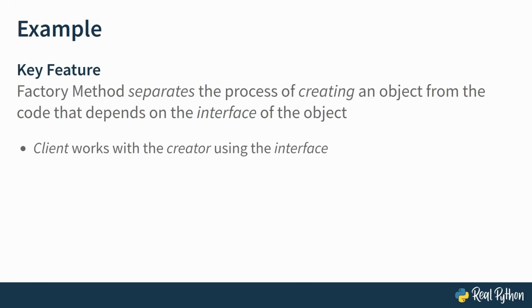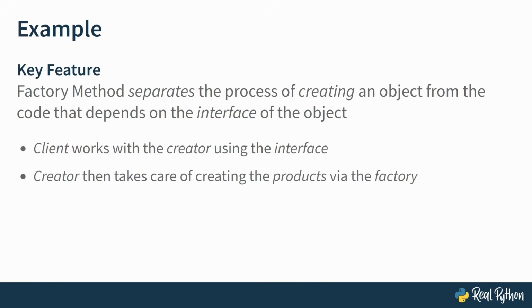Well, the client works with the creator using the interface. So there's our interface, and there is an agreed way in which the client and the creator are communicating. And the creator then takes care of creating the products via the factory. The client doesn't have to worry about that. In other words, the client code is separated from the code that creates the products. And now that you know what the factory method is, you'll learn about its advantages in the next lesson.